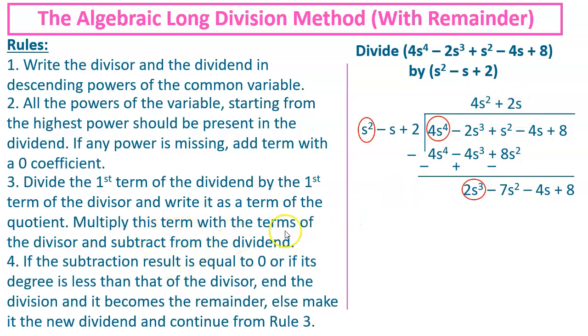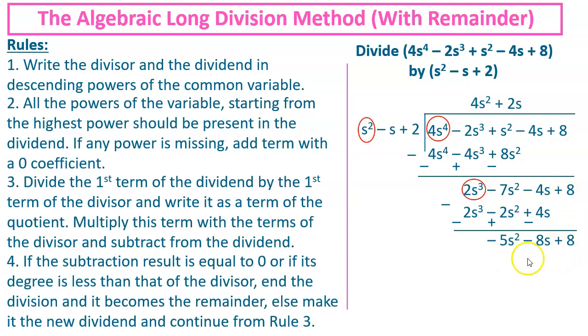And we multiply this term with the terms of the divisor and subtract from the dividend. So 2s times s to the power of 2 gives us 2s to the power of 3. 2s times negative s is negative 2s to the power of 2. 2s times 2 is positive 4s. Again, we have to subtract, so the signs of the second row terms get changed. 2s to the power of 3 minus 2s to the power of 3 is 0. Minus 7s to the power of 2 plus 2s to the power of 2 is minus 5s to the power of 2. Minus 4s is minus 8s, and plus 8.